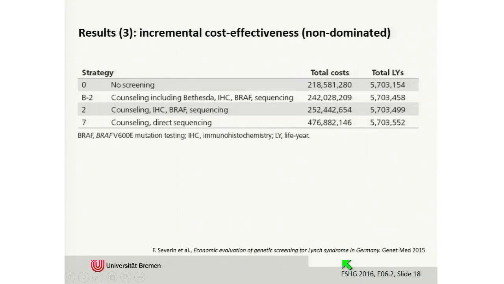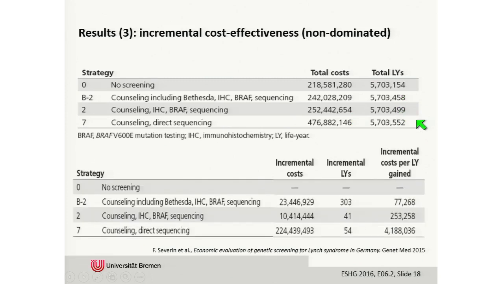Now looking just at the undominated alternatives, there are only 4 left. The first is do nothing, then the B2, where you start with Bethesda criteria and then do IHC, then BRAF, and then sequencing. The next would be this without the Bethesda criteria in front, and the last would be direct counseling and direct sequencing for all cancer patients. You see there's a huge jump in the costs, and only rather little add-on to the effects.